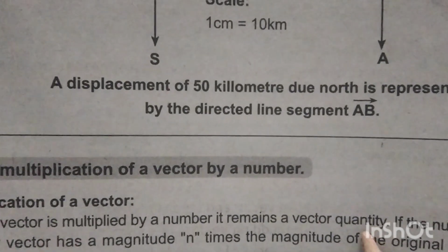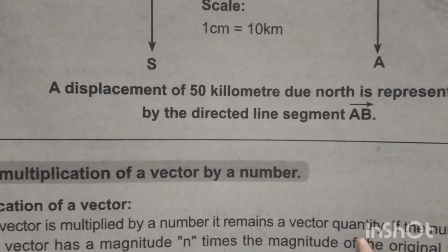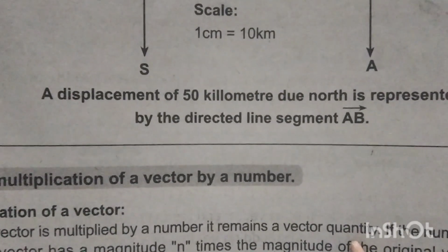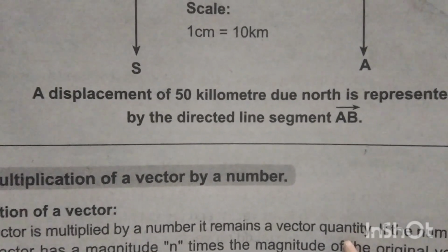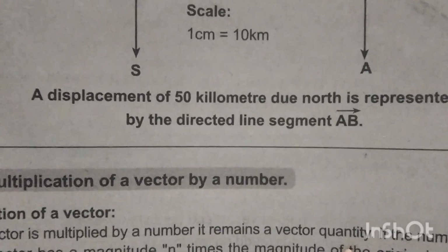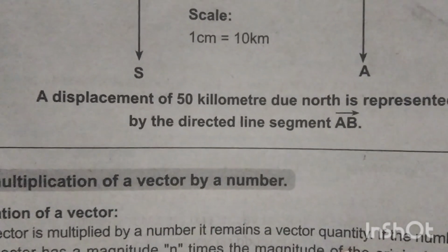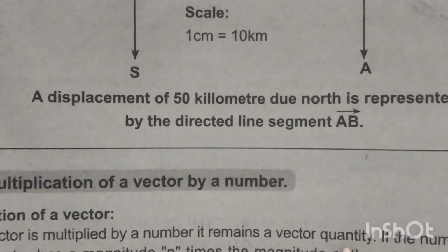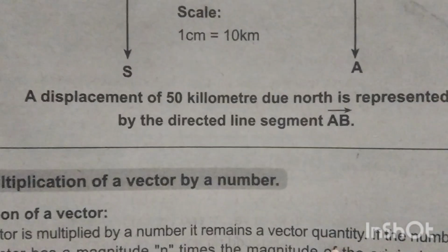Mostly these questions are given as MCQs in MDCAT, asking whether a vector multiplied by a number will be a vector or a scalar quantity. Students become confused, and their answer is not correct even though they know the theory. Here it is clear that whenever any vector is multiplied by any number, it will be a vector quantity.